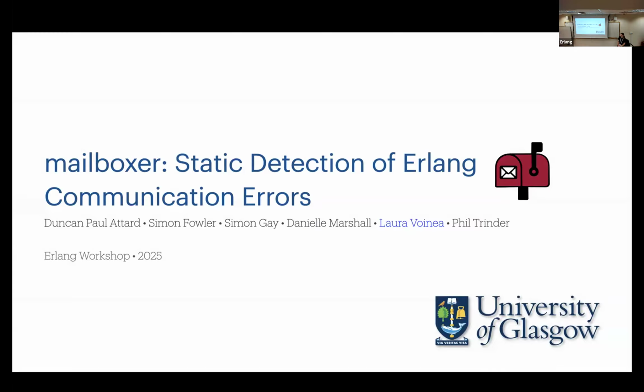So today I'm going to talk to you a bit about Mailboxer, which is a prototype tool that we've developed at the University of Glasgow as part of the Stardust project. Mailboxer is a tool that uses mailbox types to statically detect communication errors in Erlang. This is joint work with Duncan, Simon, Daniel, and Phil. And Duncan has been the main developer of Mailboxer.